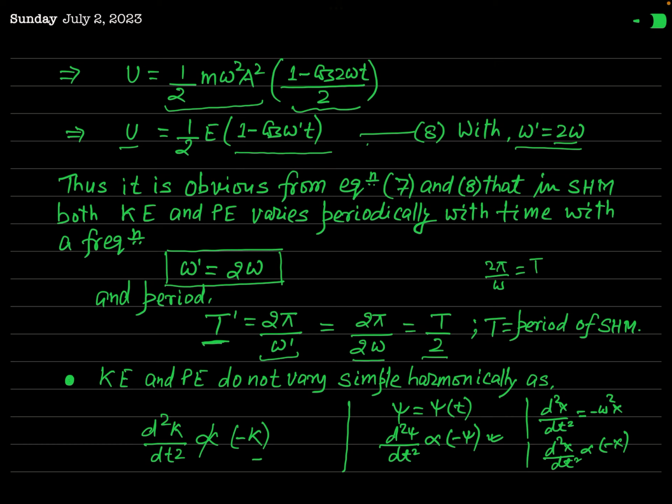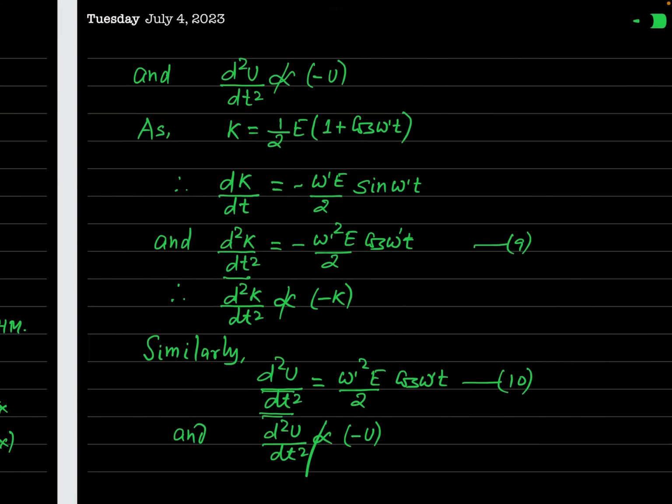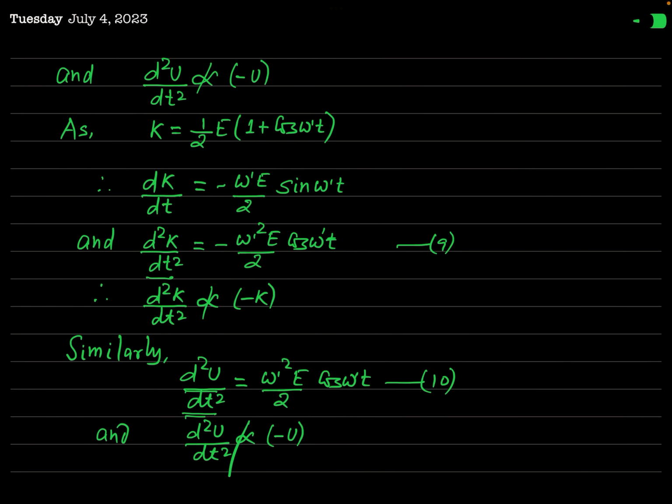You have to show this. So if kinetic energy does not vary simple harmonically, then we have to show that d2k by dt square is not proportional to minus k. If you are able to prove this, then you can prove this fact. And similarly, if we show that d2u by dt square is not proportional to minus u, then we can say that the variation of u is not simple harmonic.